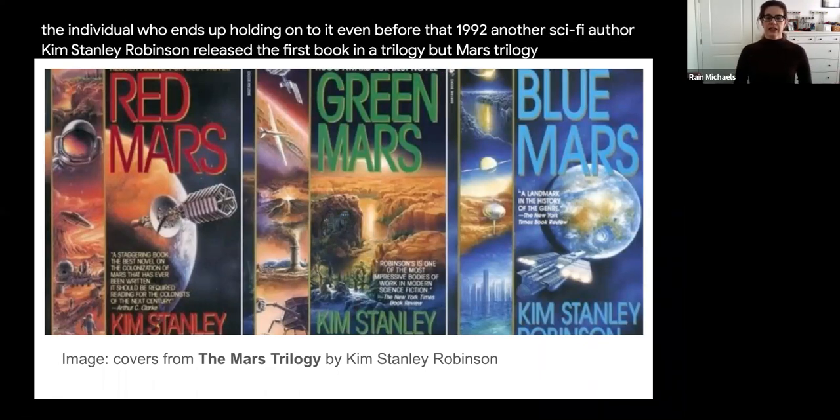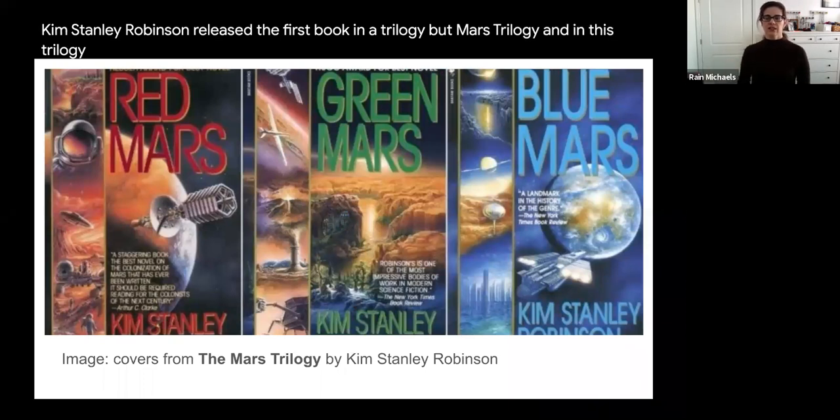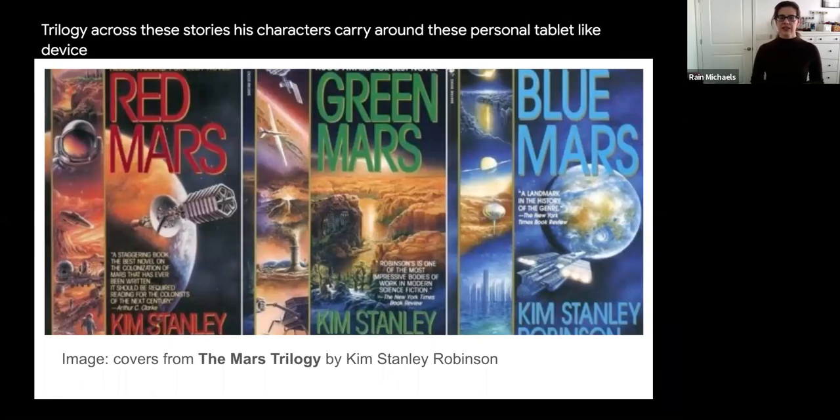Even before that, in 1992, another sci-fi author, Kim Stanley Robinson, released the first book in a trilogy, the Mars trilogy. And in this trilogy, across these stories, his characters carry around these personal tablet-like devices that contain all of their information and enable them to stay interconnected with each other.